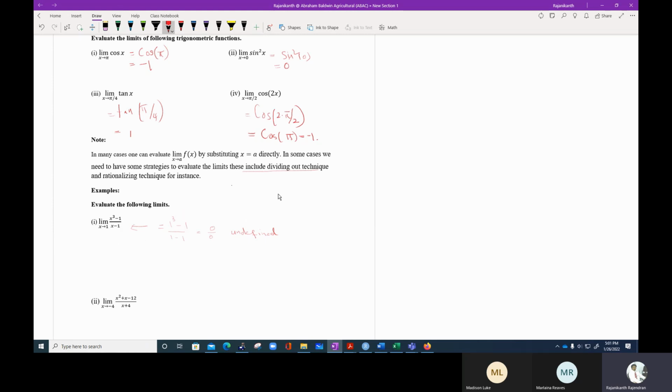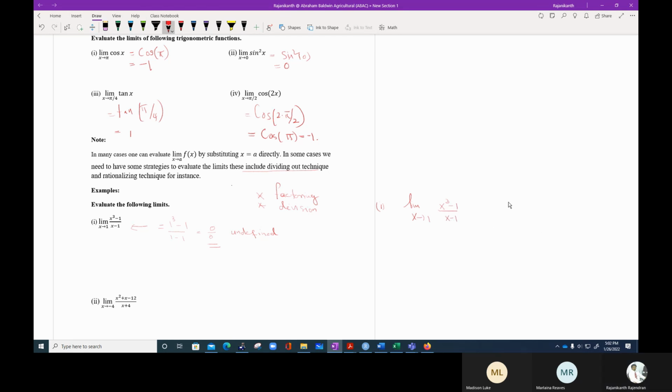Okay, so you could use either the factoring technique, or you could use the division method or division algorithm to simplify the given problem and try to get rid of this kind of situation. So I will work through problem number 1, for instance. So the question is finding the limit as x goes to 1 of the function x cubed minus 1 over x minus 1.